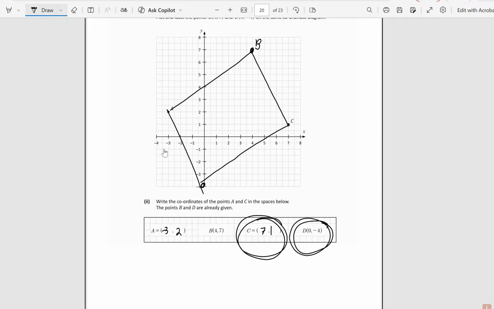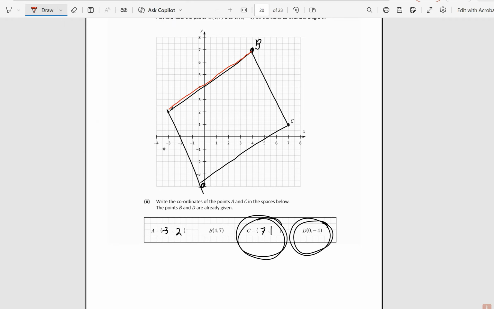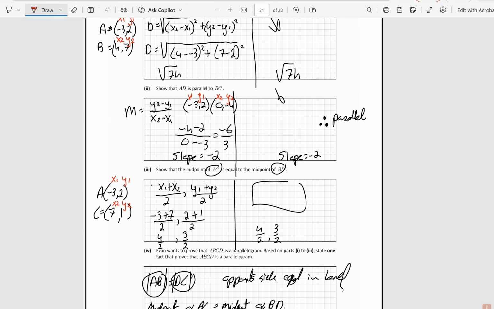So we can say that this here, the one I'm doing in red, is the same length as this. And we can say this is the same length as this. And that will get us our marks. Nearly there, guys. Bear with me.